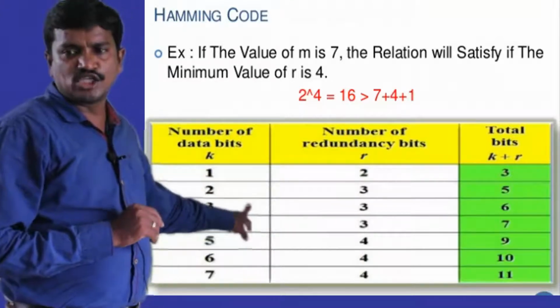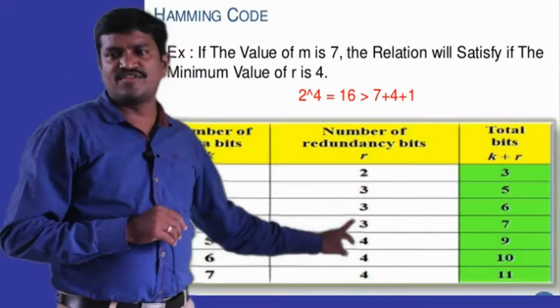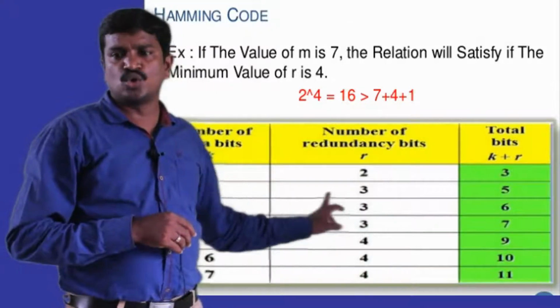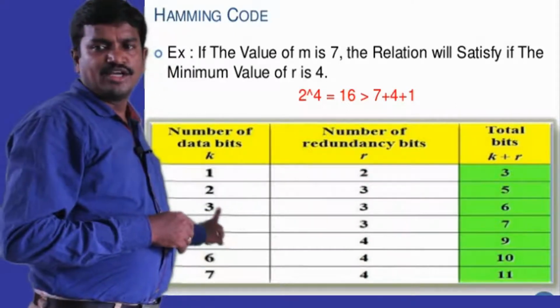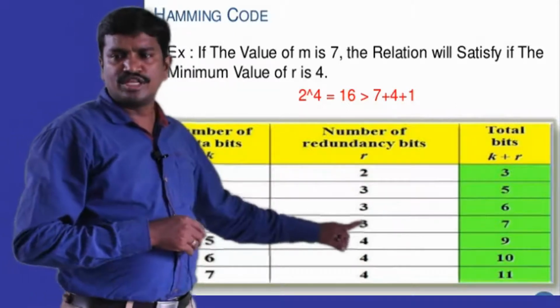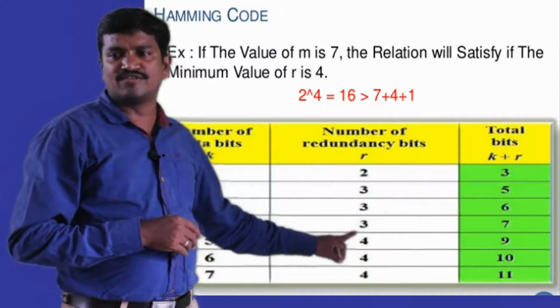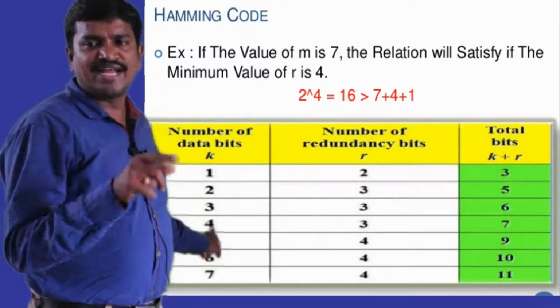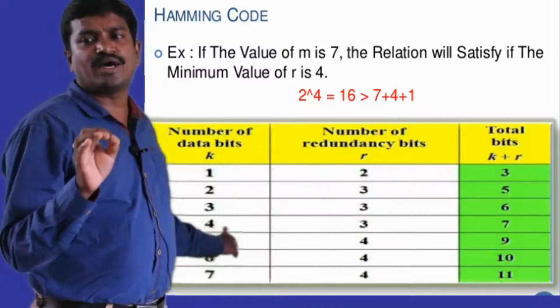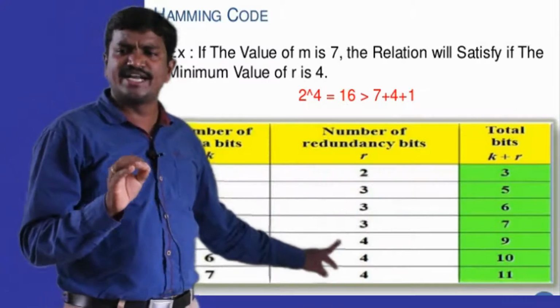In this case also, when you have k, the number of redundant bits is 3, so the total code word size is k plus r, 5. Now if you observe, if you have 3 bits, then also 3 bits of redundancy is enough. So this 3 is maintained up to 4. When you have a data word of size 4, then also we require 3 redundant bits only.